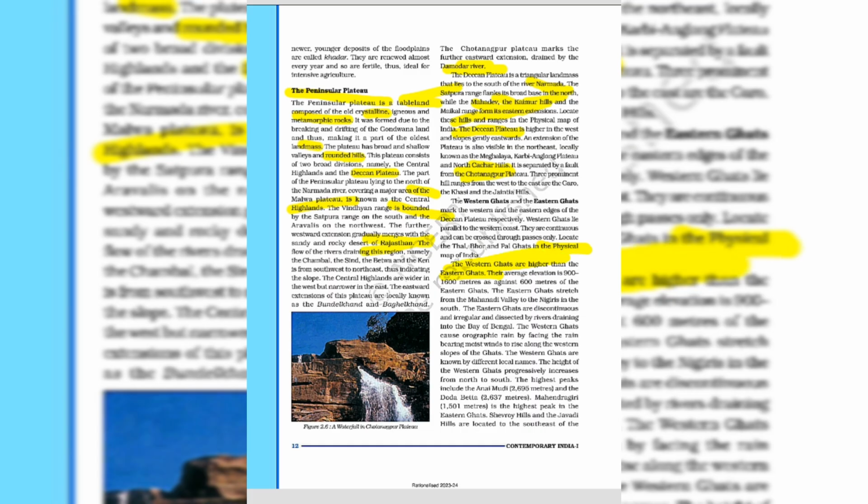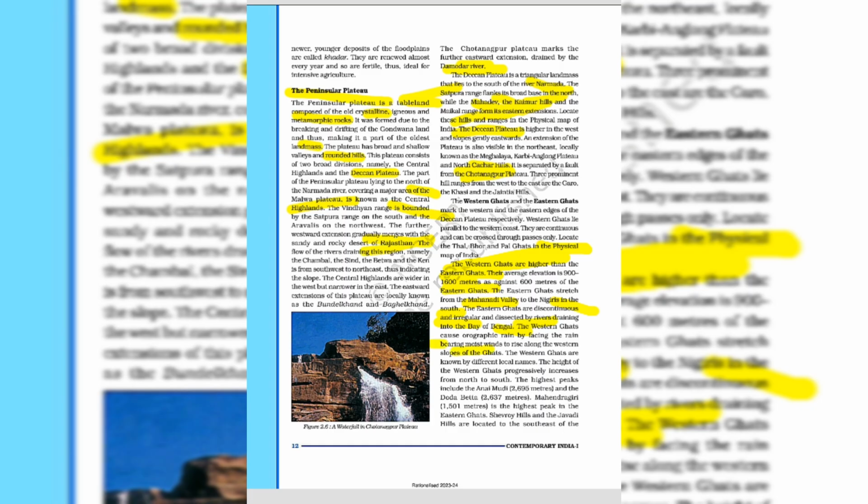Their average elevation is 900 to 1600 meters as against 600 meters of the Eastern Ghats. The Eastern Ghats stretch from the Mahanadi Valley in Odisha to the Nilgiri in the south, which is in Tamil Nadu. The Eastern Ghats are discontinuous and irregular and are dissected by rivers flowing into the Bay of Bengal. The Western Ghats cause orographic rain by facing the rain-bearing moist winds along the slope of the Ghats.